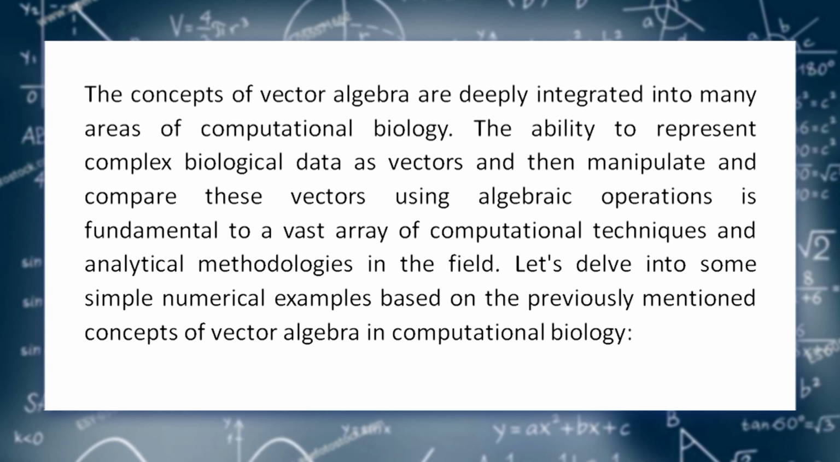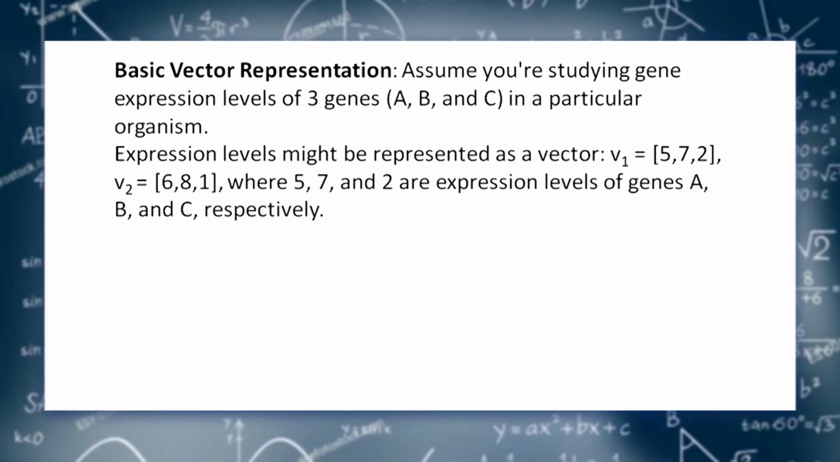Let's delve into some simple numerical examples based on the previously mentioned concepts of vector algebra in computational biology. First, we take one basic vector representation. Assume you are studying gene expression levels of 3 genes, suppose gene A, gene B and gene C, in a particular organism. The expression levels might be represented as a vector. The first vector has the elements 5, 7, 2, whereas the second vector has the elements 6, 8 and 1, where 5, 7 and 2 are expression levels of genes A, B and C respectively, and similarly we have V2 also.